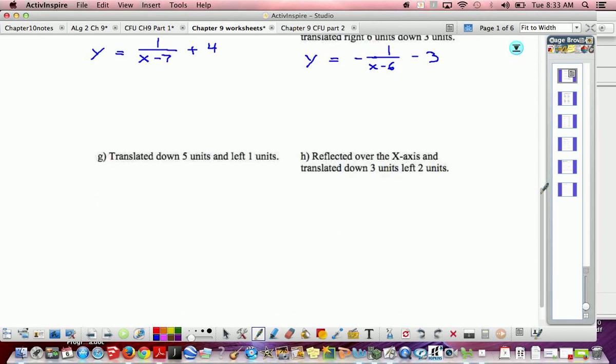G says translate down 5 units and left 1 unit. So the left 1 unit will make it plus 1, down 5 units minus 5. Last one, reflected over the x-axis, so I get that negative again. Translated down 3, so that's a minus 3 on the outside here. Left 2, plus 2 with the x. Alright, that takes care of the front page.